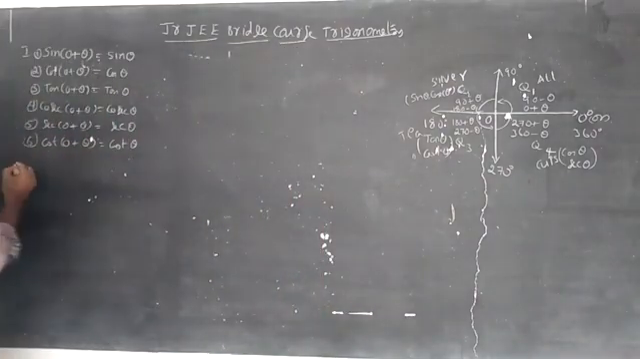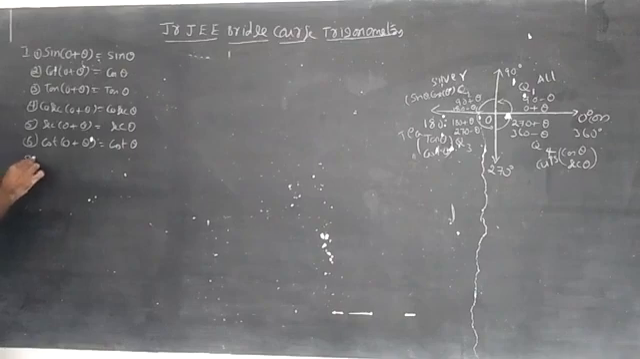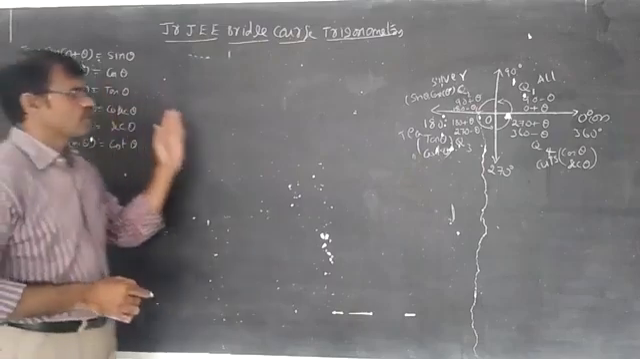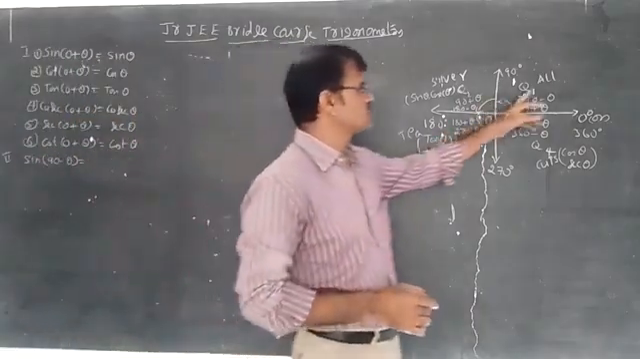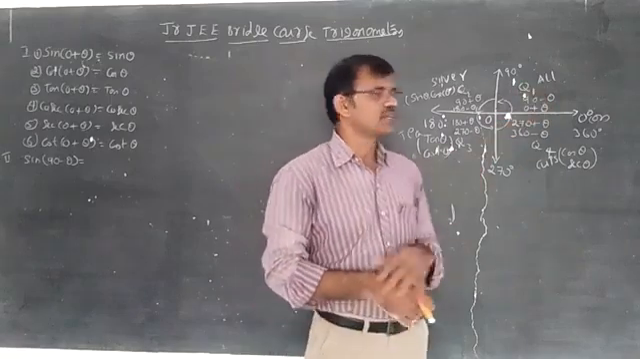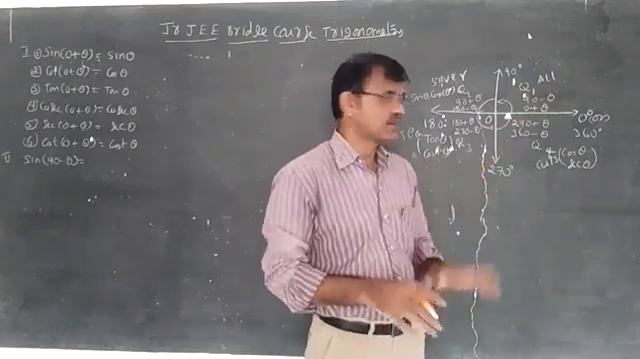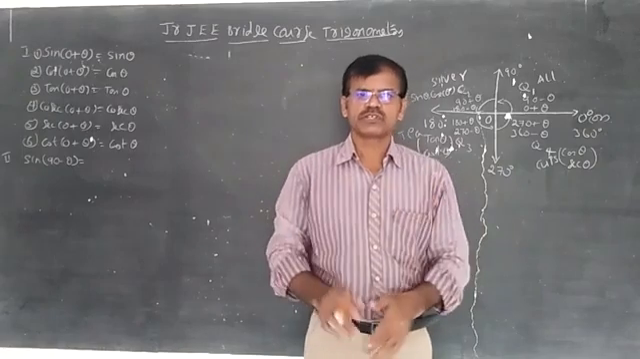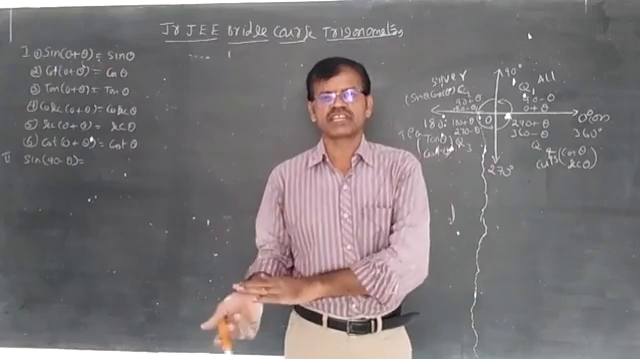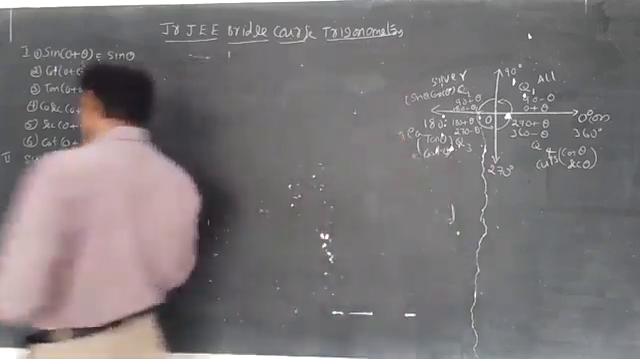Now, second, let us write Roman number 2: sin of 90 minus theta. As I said, first of all, you should decide whether it is the first, second, third or fourth quadrant. We have decided it is the first quadrant. In the first quadrant, all are positive, so whatever value you are getting is positive. Now, sin of 90 minus theta.